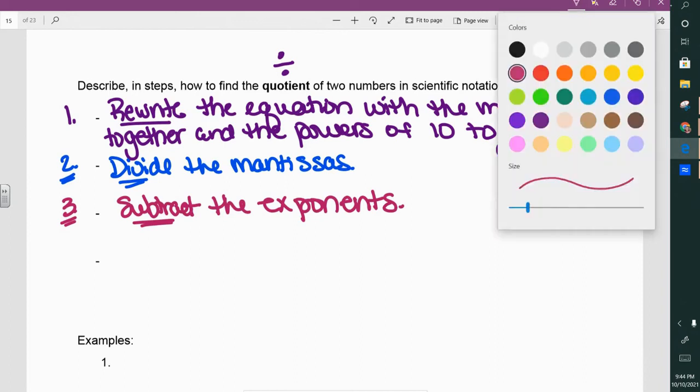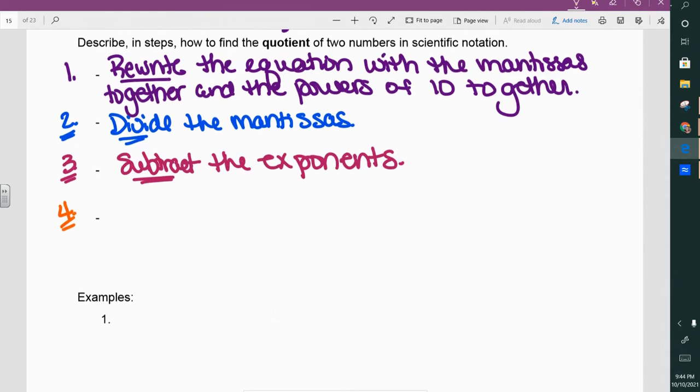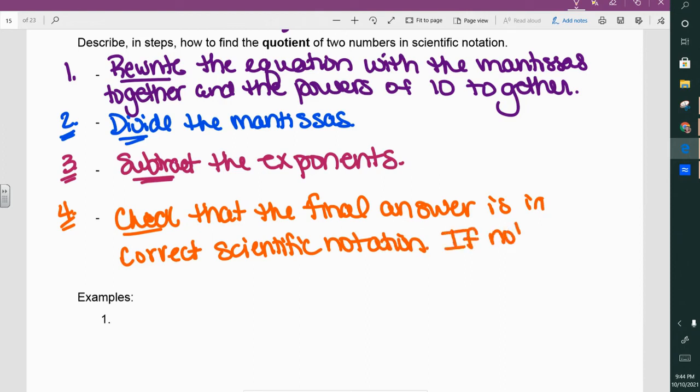And the last and final step, it's the same as it's been for all of the adding, subtracting, multiplying, and now dividing. You're going to check to make sure your answer is in correct scientific notation. And if not, of course, correct it. Remember to adjust both the mantissa and the powers. So let's look at some examples.